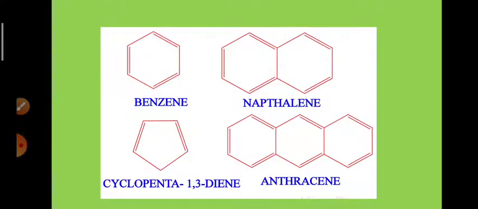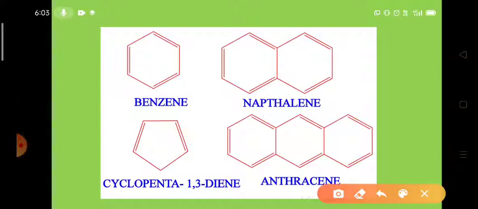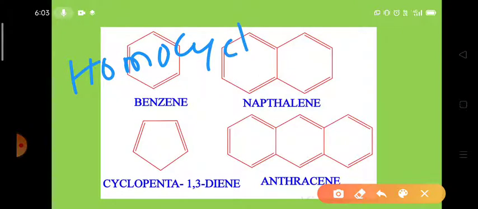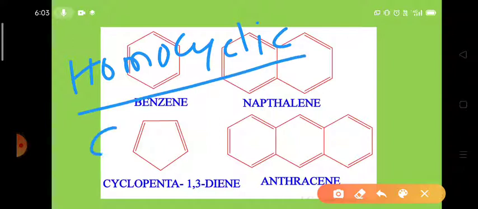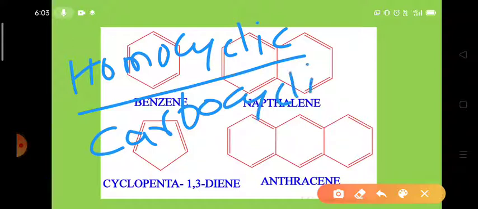In this picture we can see some compounds like benzene, naphthalene, cyclopentadiene, and anthracene. Here, all these rings are made up of only carbon atoms. Other atoms are not present. So that's why these compounds are known as homocyclic compounds, or otherwise we can call them carbocyclic compounds.